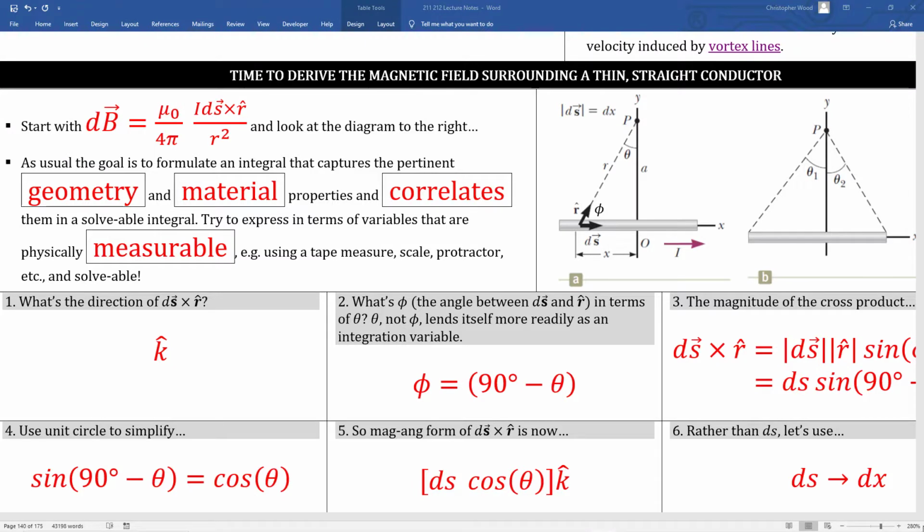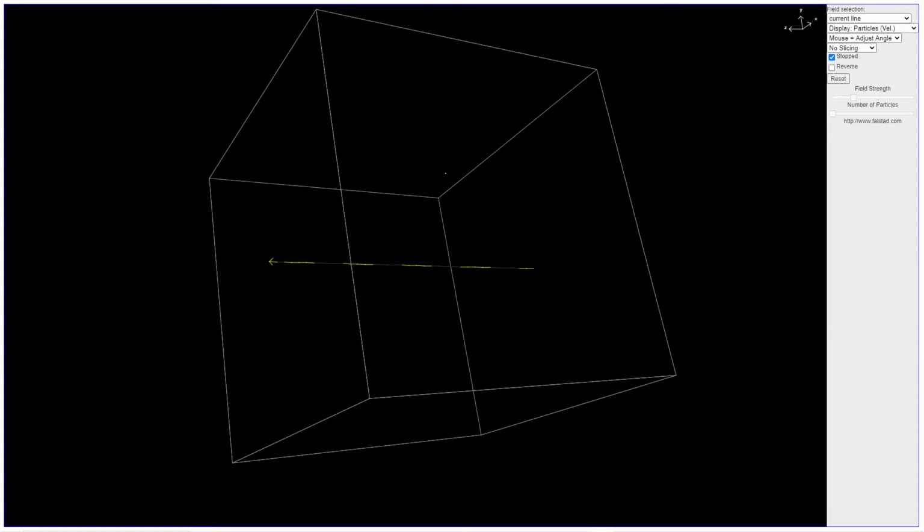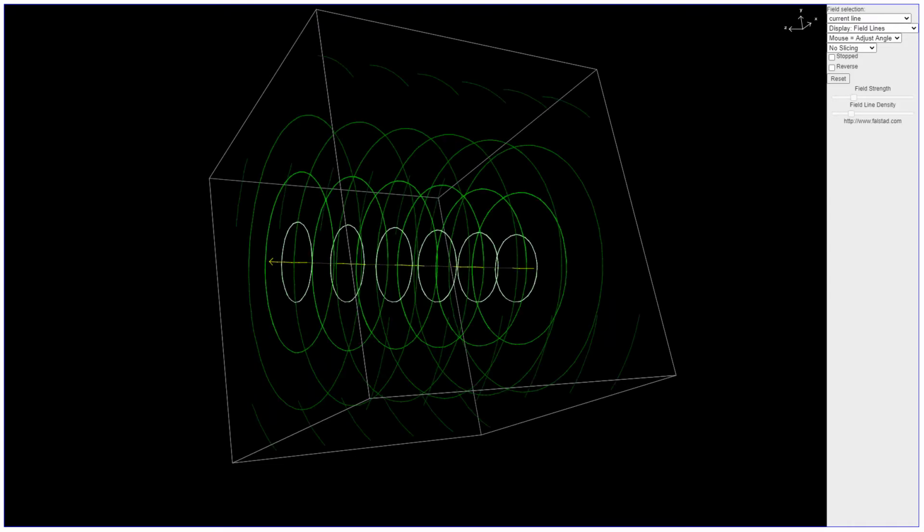Okay, now that you're completely familiar with the basic building block, let's examine some special cases. It's time to derive the magnetic field surrounding a thin, straight conductor. Let's look at a PhET simulation. You're looking at a long, straight, current-carrying conductor. Here are the magnetic field lines surrounding this long, straight, current-carrying conductor. It looks like a whole bunch of concentric circles that get stronger as you go closer to the wire.